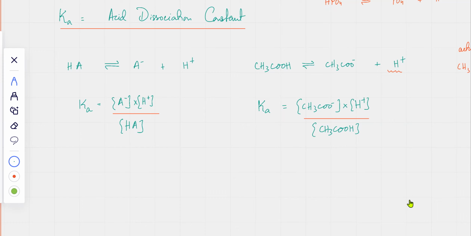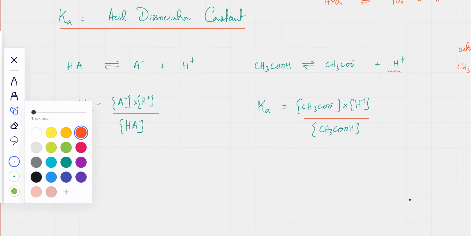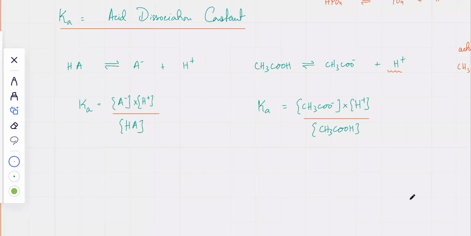So that's your Ka expression. And the second thing is that these two ions are going to be produced in the same concentration, because according to the equation they exist in a 1:1 ratio. If two molecules ionize, then two A- and two H+ ions would be produced. So these things are always produced in exactly the same ratio.